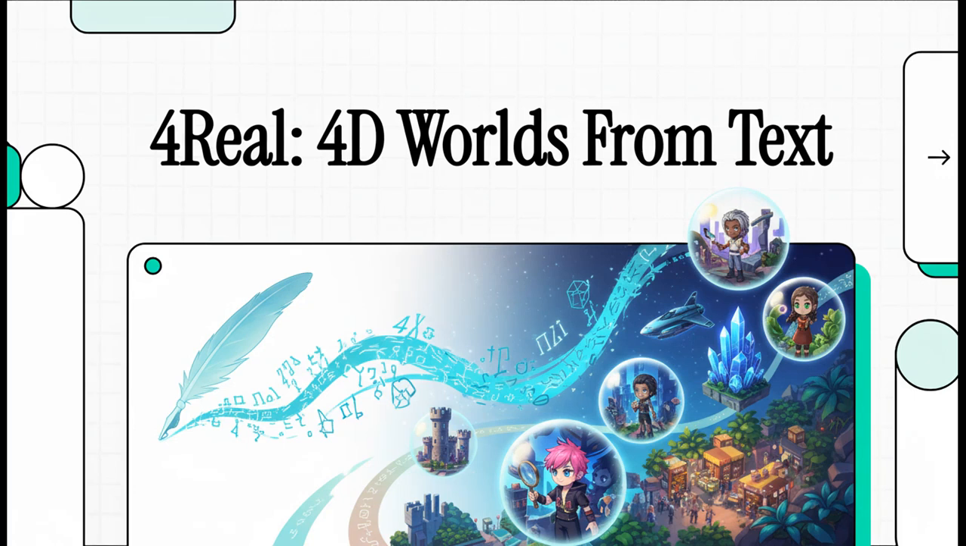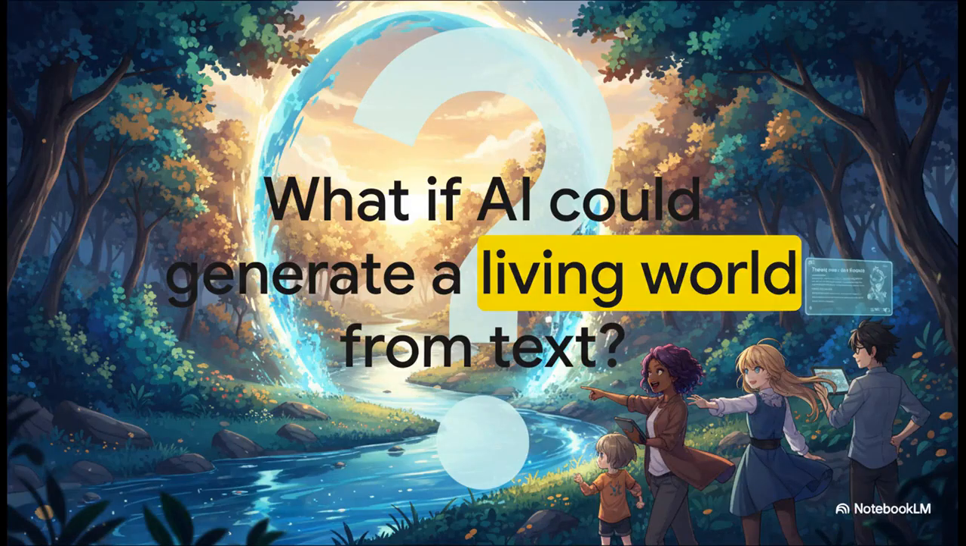All right, today we are diving into something truly wild. A new paper called For Real that tackles one of the holy grails of AI. We're not just talking about generating a picture or even a 3D model. We're talking about creating an entire explorable 4D world just from a few words of text. I mean, just let that sink in for a second.